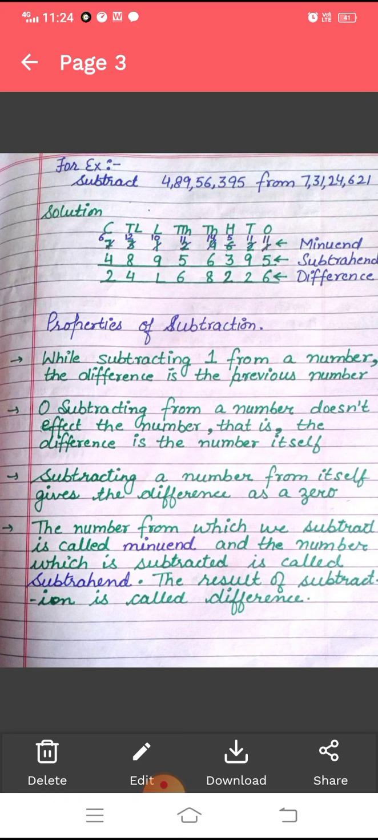What are the properties of subtraction? While subtracting 1 from a number, the difference is the previous number. Next, subtracting 0 from a number does not affect the number, that is, the difference is the number itself. Subtracting a number from itself gives the difference as 0. The number from which we subtract is called the minuend, the number which is subtracted is called the subtrahend, and the result of the subtraction is called the difference.